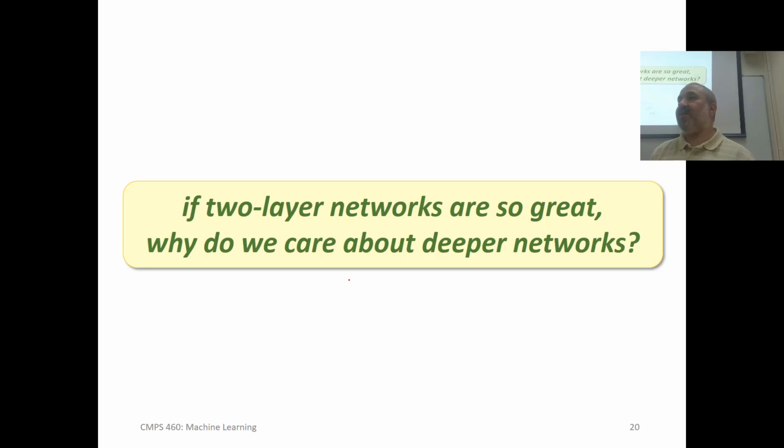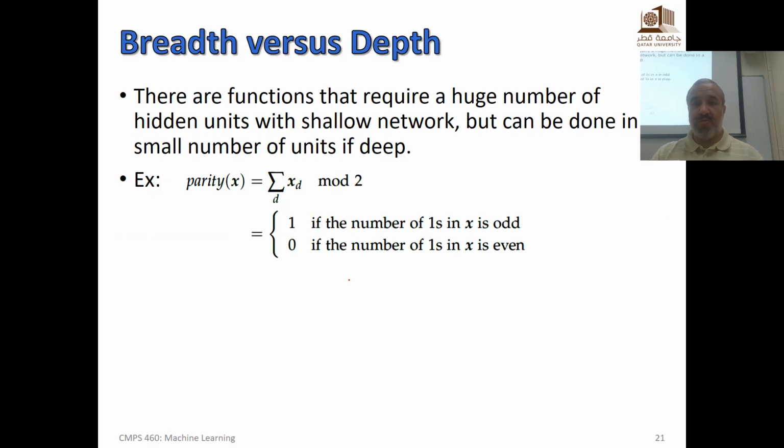If two layers are that powerful, why do we need deeper networks? We can just stick to two layers. We can learn any function. We don't need even more. So the problem with two layers is that we don't know how many hidden units we need. It said two layers, but didn't say how many nodes, how many hidden units in that one hidden layer.